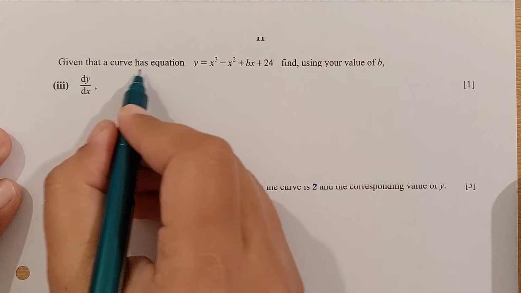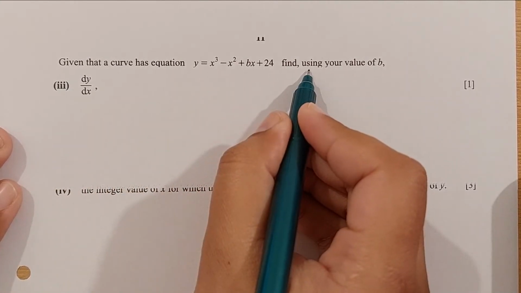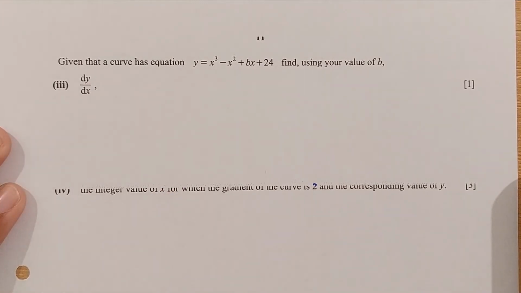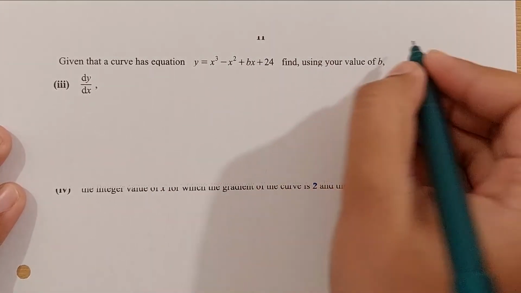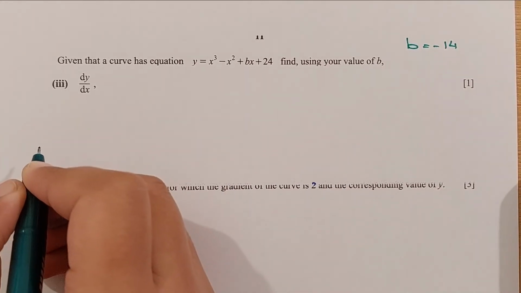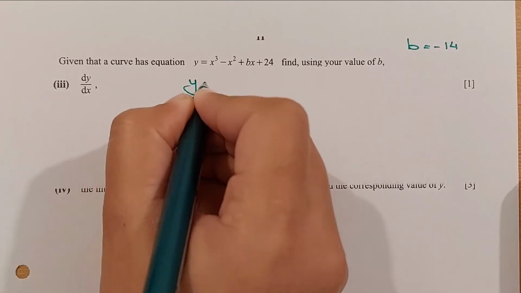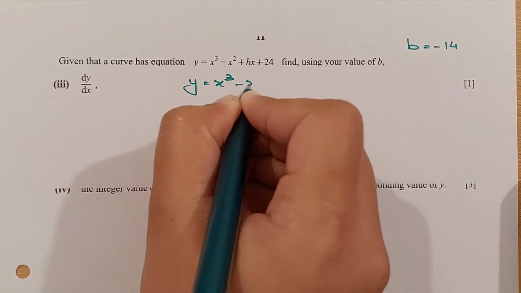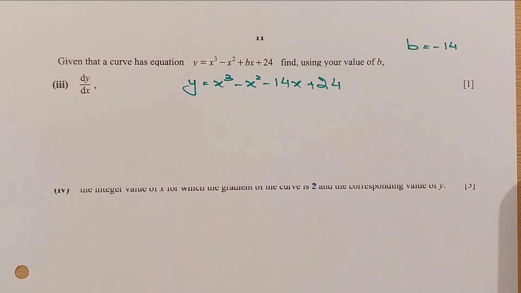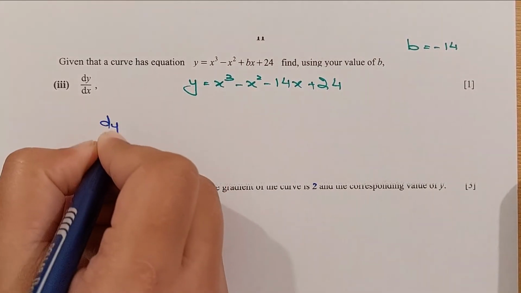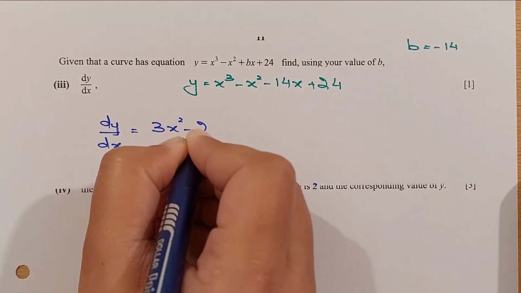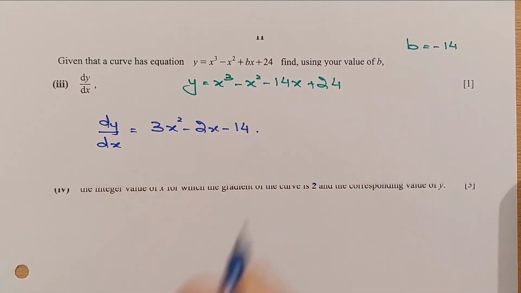Now given that a curve has this equation, find using your value of b from number 3, dy by dx. So the b value is negative 14, so b equals minus 14. Put b over here and we have to find the derivative. y equals x cube minus x square minus 14x plus 24. Let me differentiate it. dy by dx equals 3x square minus 2x minus 14, right?